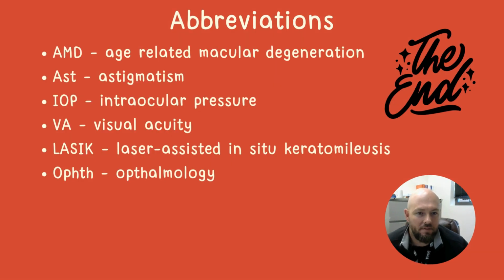And lastly, we have some abbreviations. So AMD is age-related macular degeneration. Astigmatism, abbreviated AST. Intraocular pressure is IOP. VA means visual acuity. LASIK, we talked about, laser assisted in situ keratomileusis. And ophthalmology, OPHTH. Tough one.